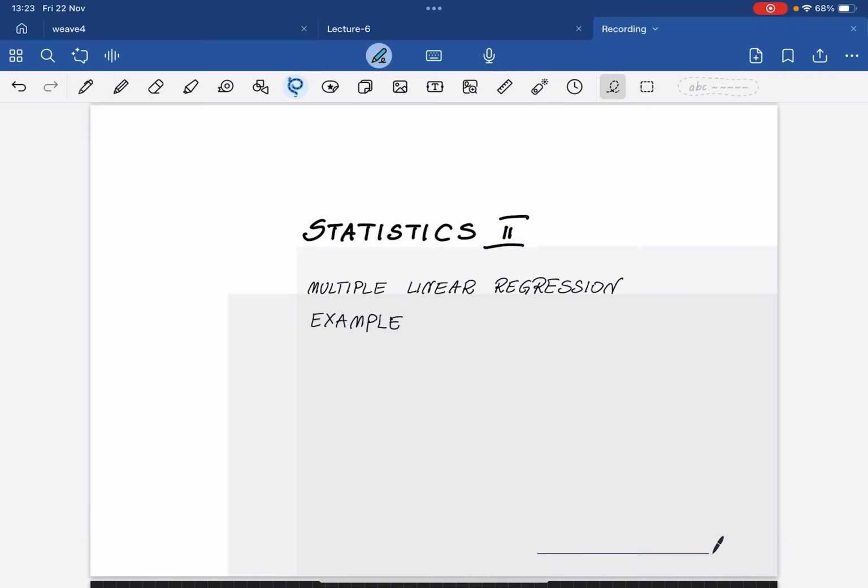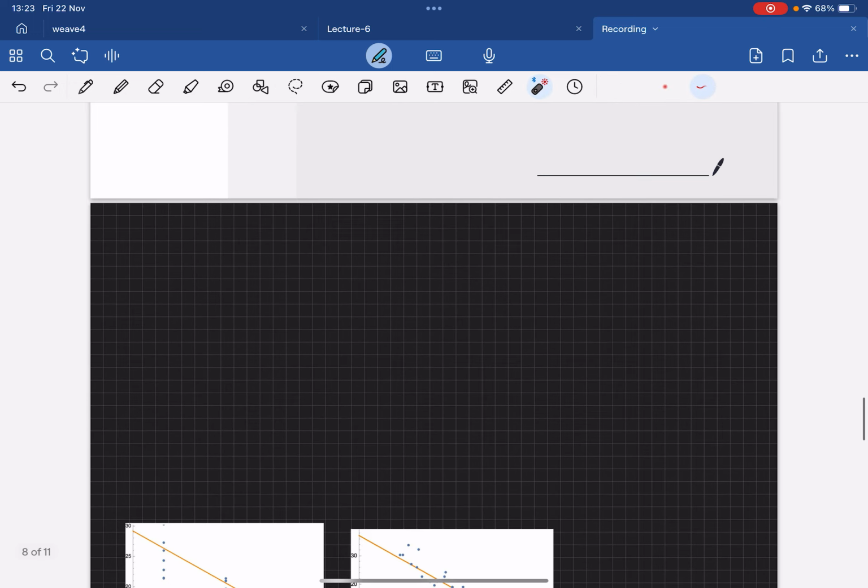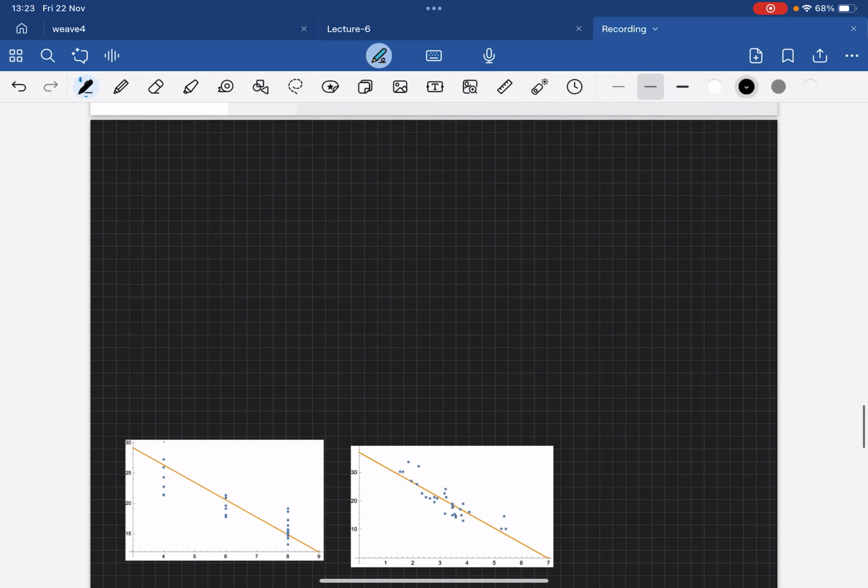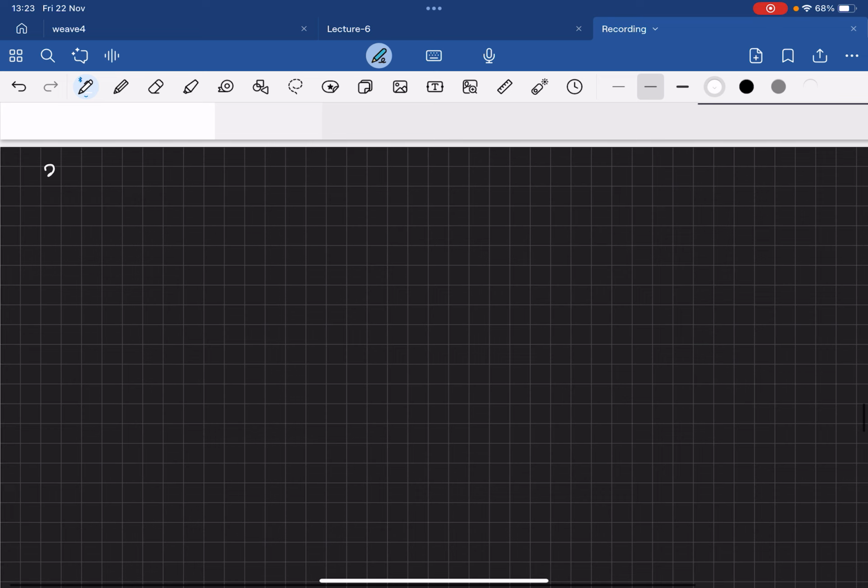This is the second recording about multiple linear regression. This time you are doing an example. In our example, we have the data about 32 cars.